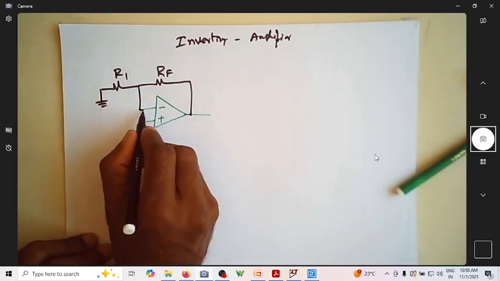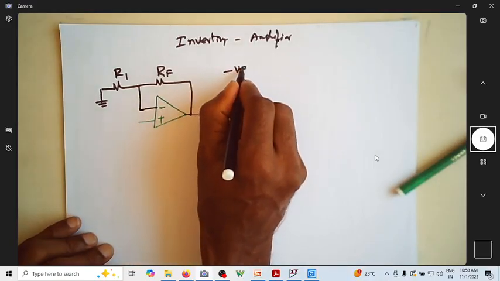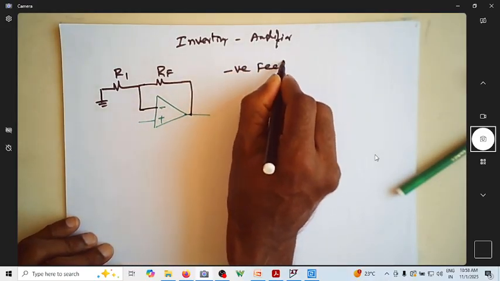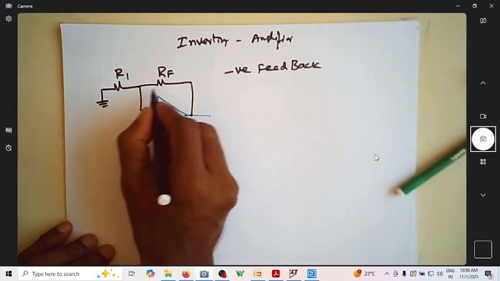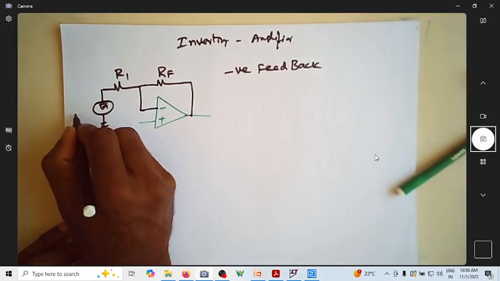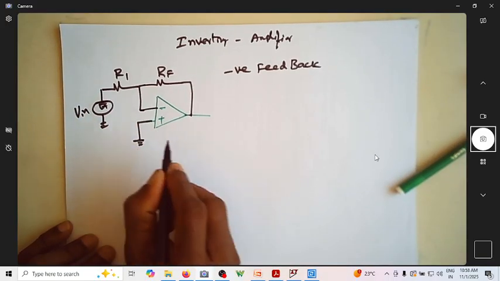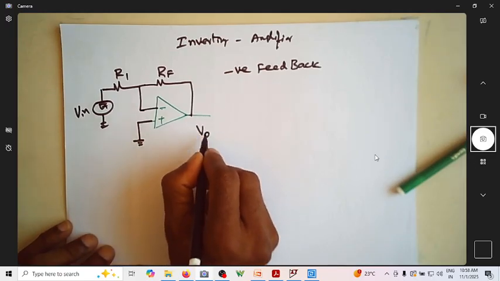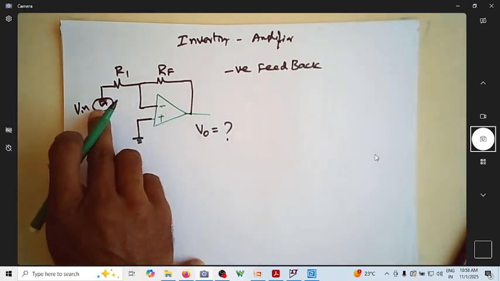This is R1. You can see this is going to the inverting terminal, so this is called negative feedback. Since it is an inverting amplifier, here I am applying the input voltage. Input is applied here itself, and this will be grounded. Now we need to find an expression for V0. What is the expression of V0?